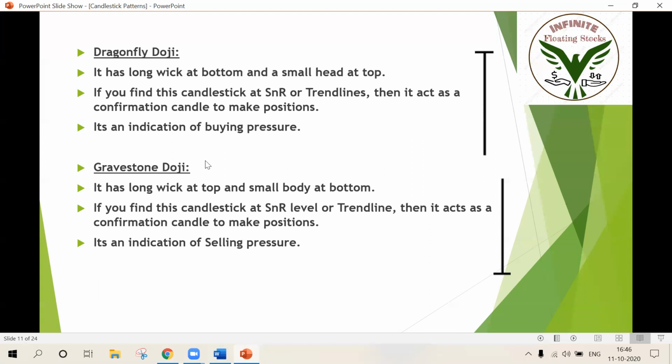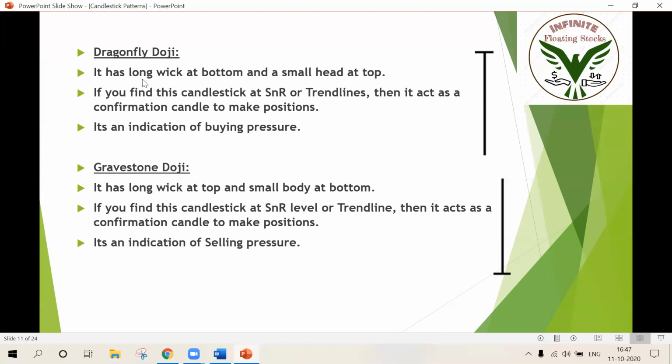Now it's very easy to remember the names of these candles. Look at the name here. It says dragonfly. Concentrate on the last three letters. It says fly. Who flies? A bird flies, it can be a pigeon or something else. How does the pigeon fly? From a down level to upward in the air, right? Similarly, the dragonfly doji is an indication of buying pressure. So the price may fly towards the upside if a dragonfly doji appears at support, resistance, or trend lines.